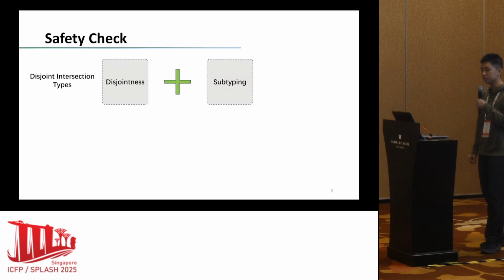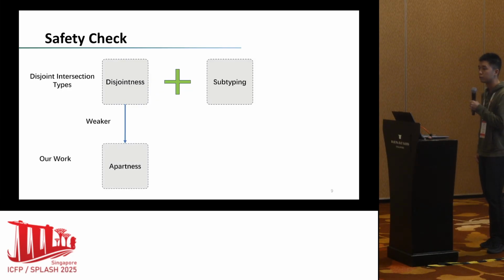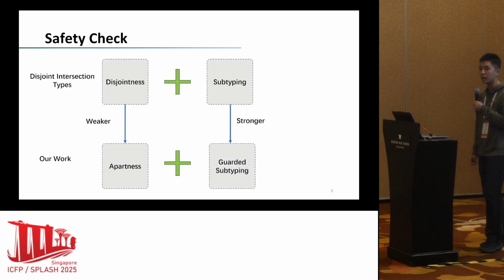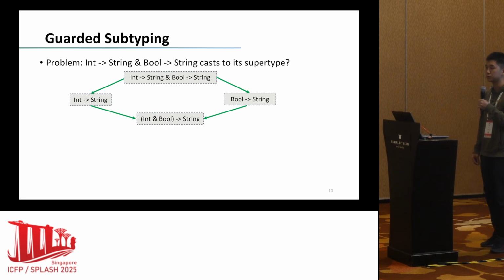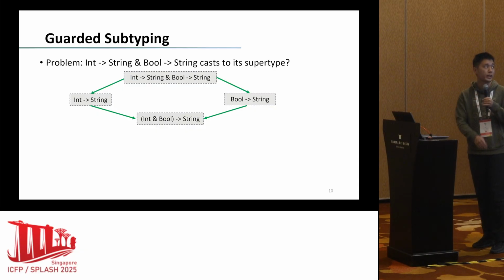So for disjoint intersection types, the disjointness defines the notion of conflicts, and the subtyping is for the safety checking. In our work, we have relaxed the disjointness to apartness. Therefore, we need to strengthen the subtyping to the guarded subtyping. And let's illustrate the guarded subtyping. So here is a type of int to string and bool to string, and some of its supertype. And in this diagram, each green arrow denotes a relation of supertype.